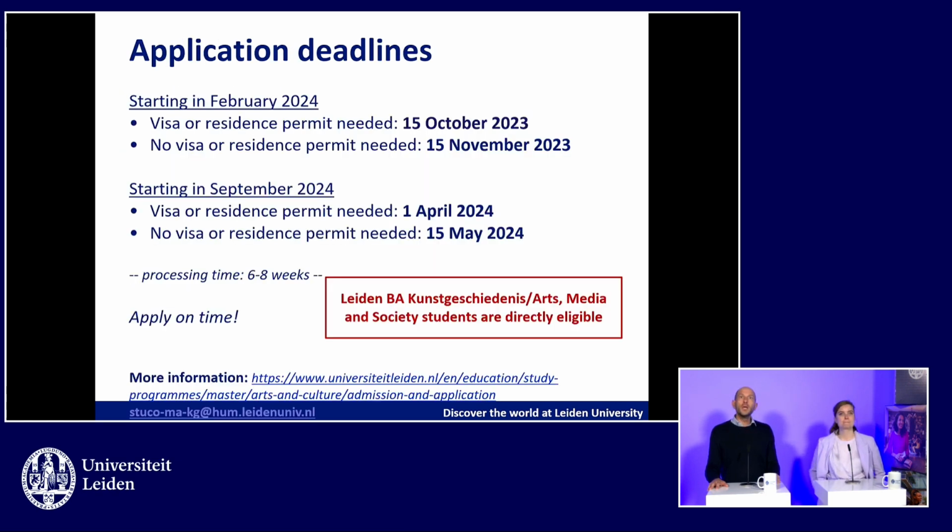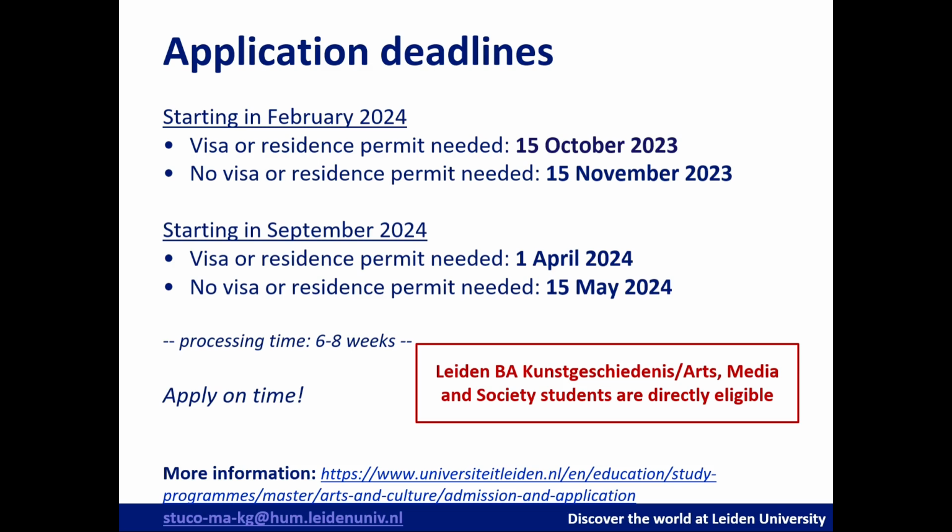Yeah. All right. Should I help you with this one? Yes, please. There are some application deadlines that you need to be aware of. So if you are wanting to start in the upcoming semester, February 2024, and you are a student who needs a visa or residence permit, be aware that within 10 days you will need to fulfill your application. Yes. So start your application today, I would say. If you don't have a need for a visa or residence permit, you have an extra month.